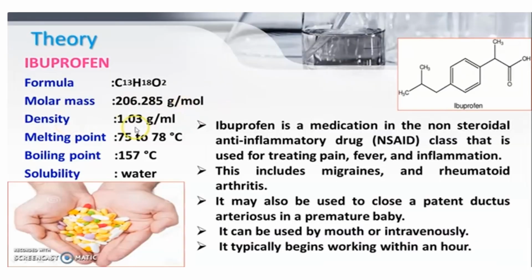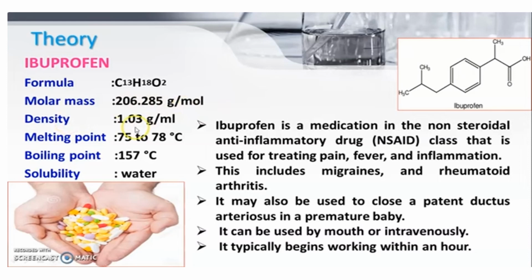When it comes to the theoretical concept of ibuprofen, ibuprofen has the molecular formula of C13H18O2 with a molar mass of 206.285 gram per mole, a density of approximately 1.03 gram per ml, a melting point in the range of 75 to 78 degrees Celsius, and a boiling point of 153 degrees Celsius. Since this drug has an acidic functional group, it can be easily soluble in water because of its polar nature.